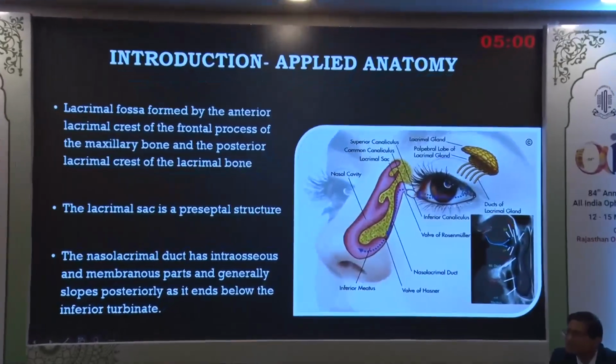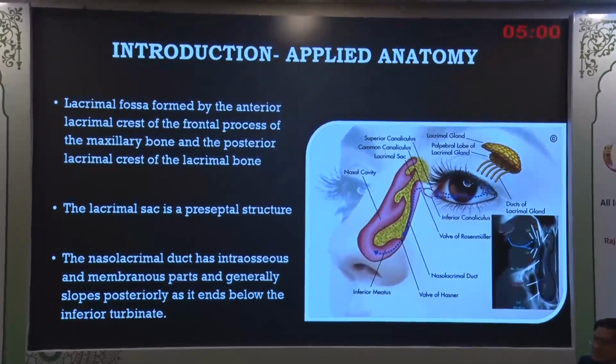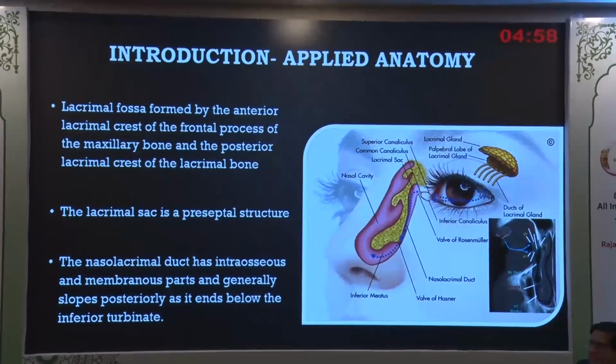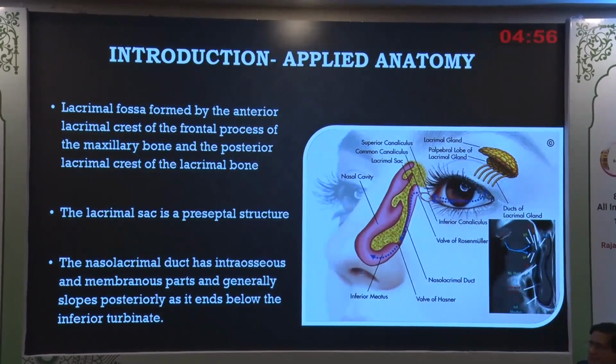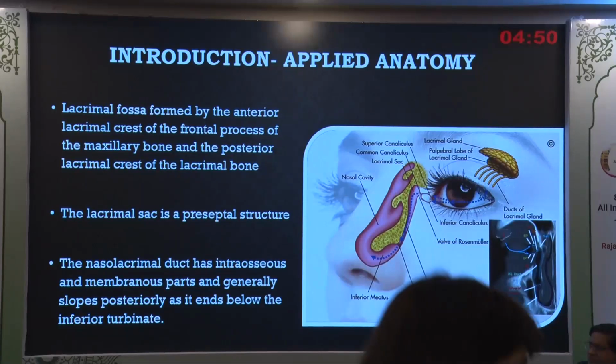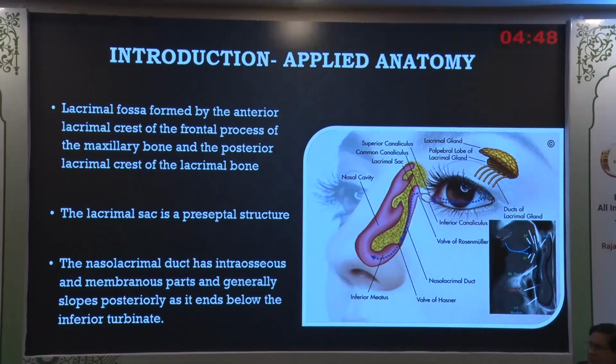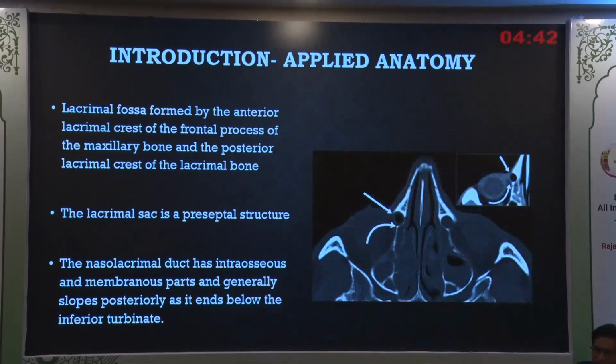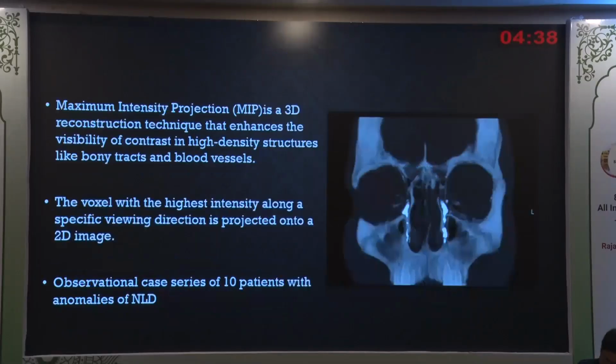The lacrimal fossa is formed by the lacrimal crest in the frontal process of the maxillary bone, and the posterior lacrimal crest formed by the lacrimal bone. The lacrimal sac is a preseptal structure, and the nasolacrimal duct, when it continues, has intraosseous as well as membranous parts, and generally slopes posteriorly and opens just below the inferior turbinate. You can see the arrow marks show the anterior and posterior lacrimal crests.